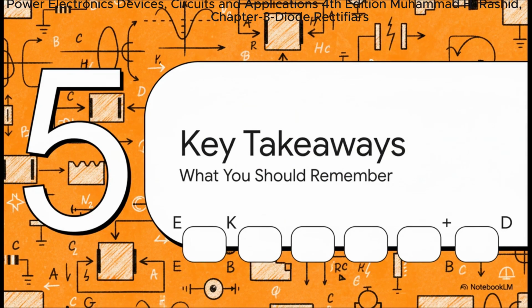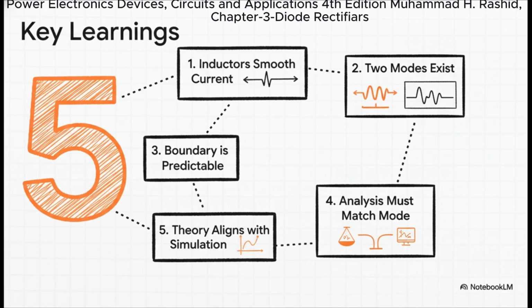Okay, we have covered a ton of ground today. So let's just boil this all down to the key things you really need to walk away with. All right, so what's the bottom line? Number 1, inductors smooth out the current. 2, this energy storage creates our 2 modes, continuous and discontinuous. 3, and this is crucial, we can predict the boundary between those modes. 4, your analysis method has to match the mode you're actually in. And finally, number 5, we saw that our theory, even with its simplifications, gets us remarkably close to what we see in a real-world simulation.